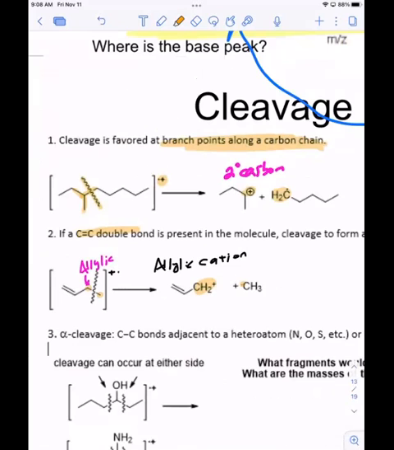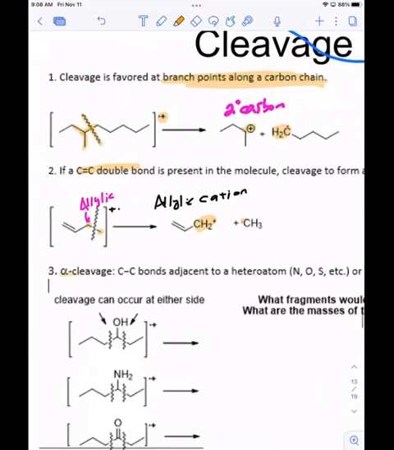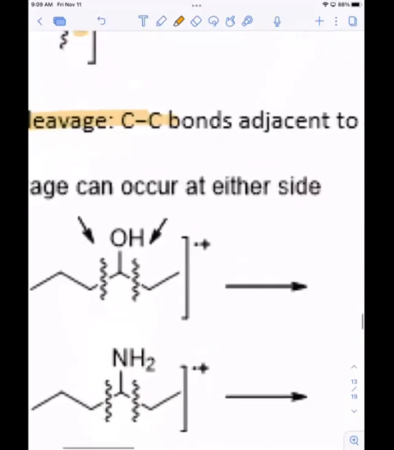So there's another cleavage pattern called alpha cleavage, and that's bonds that are adjacent to a heteroatom. We saw that when we were looking at our example on Wednesday. If you look here, I have an alcohol, and the adjacent carbons to that alcohol would be here and here. So that's where it's going to break.